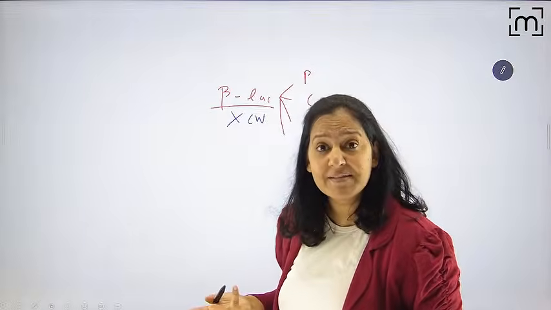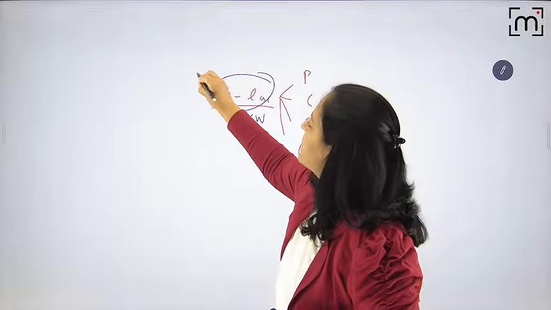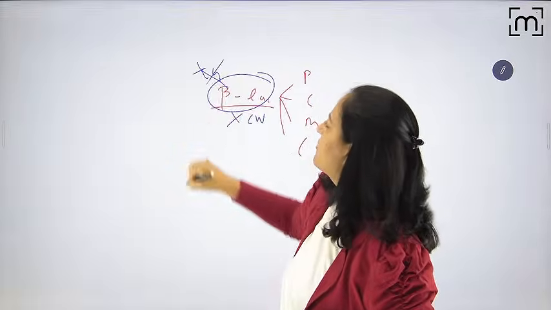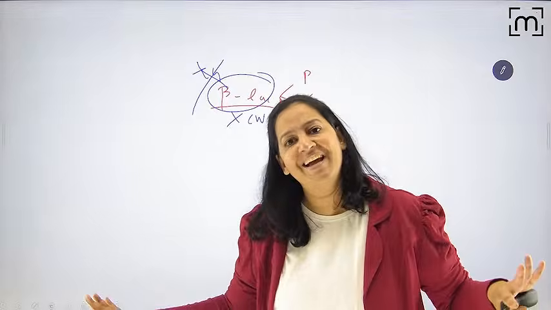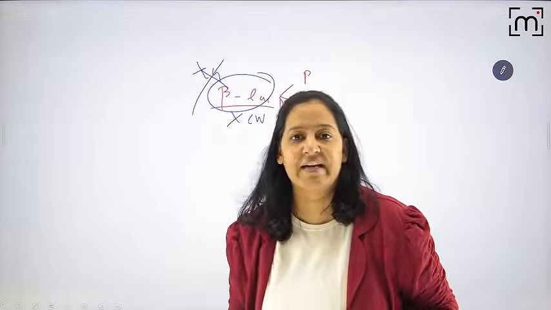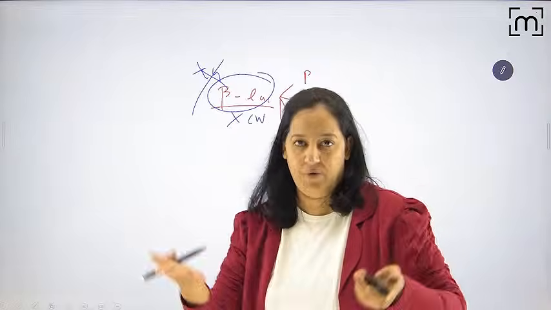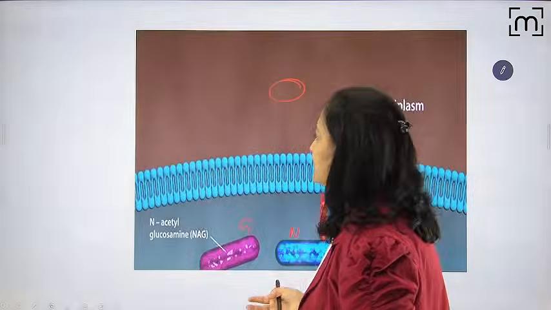How do they inhibit the cell wall synthesis? Basically, they inhibit the enzyme transpeptidase. No transpeptidase, no cross-linking. No cross-linking, the cell wall will disintegrate and the bacteria will die. The bacteria will rupture and die. So this is the mechanism. I'm just correlating the pharmacology with microbiology.